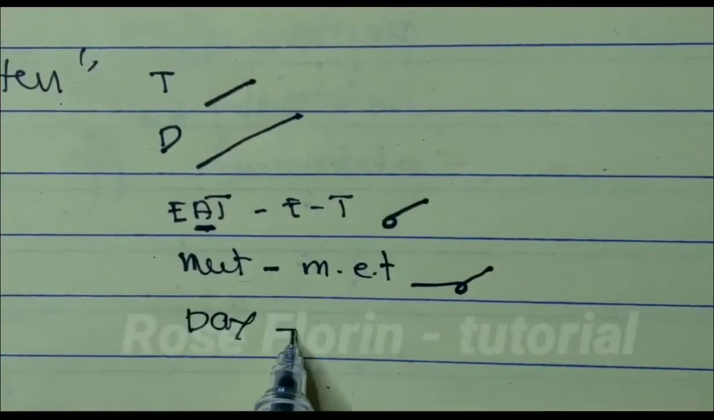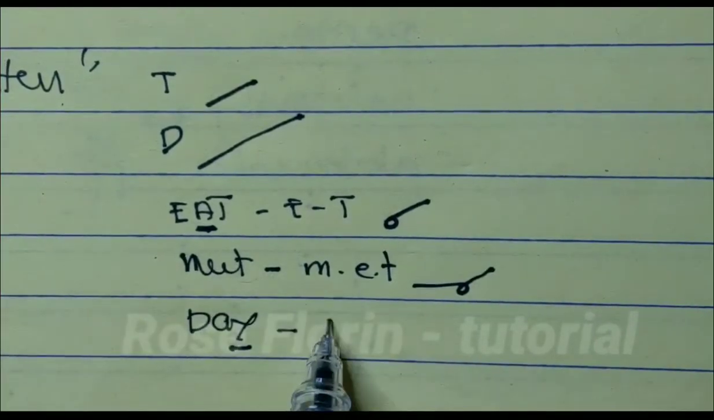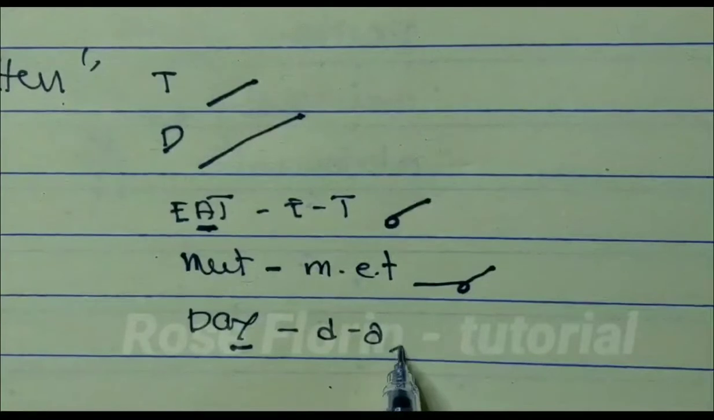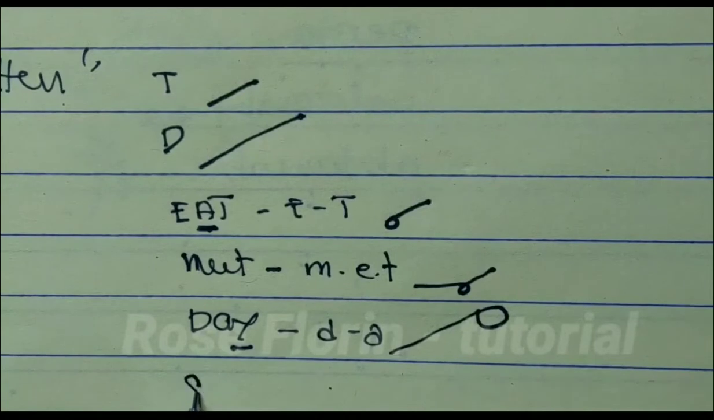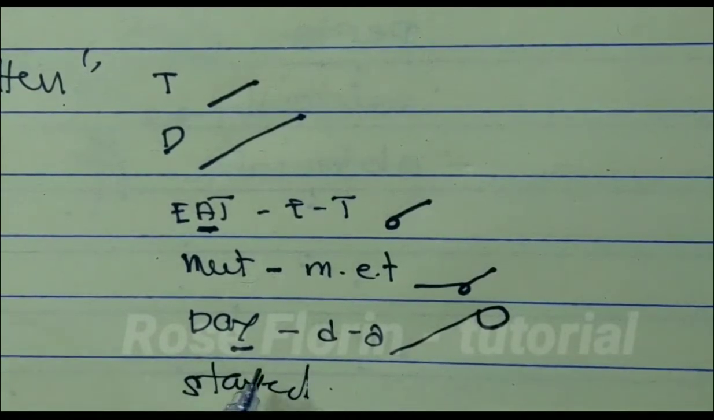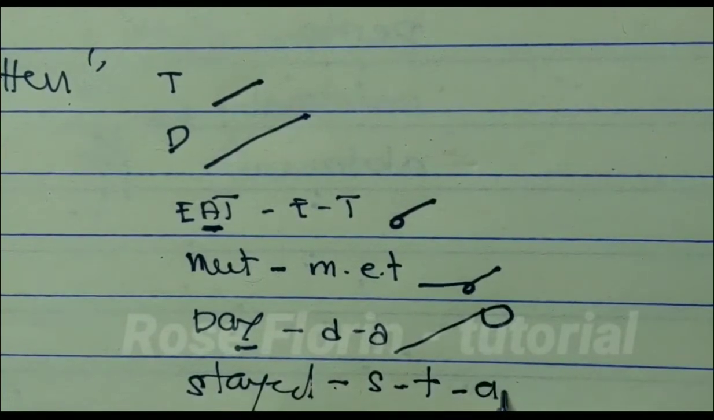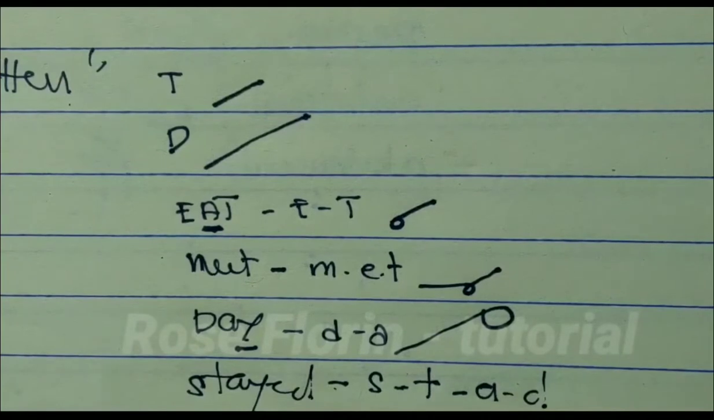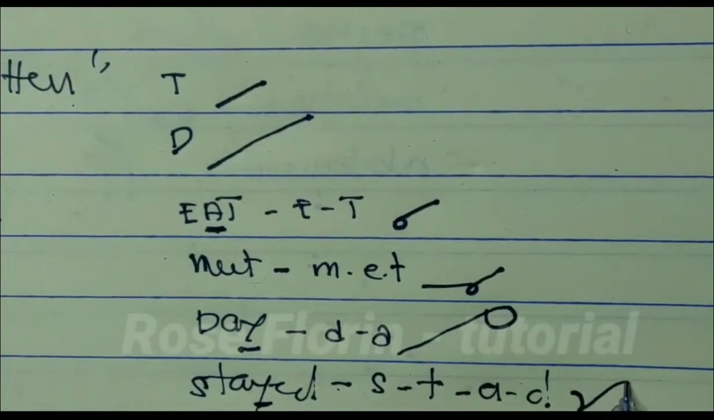Day. Y is omitted. This is a silent letter. D-A. Letter D, letter A. Next is stayed. S-T-A-D. Stayed. So, nawala yung letter Y. Stayed, S-T-A-D.